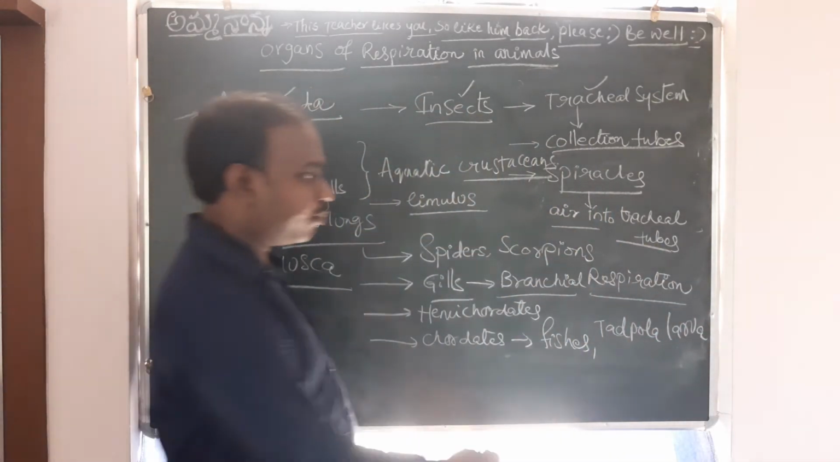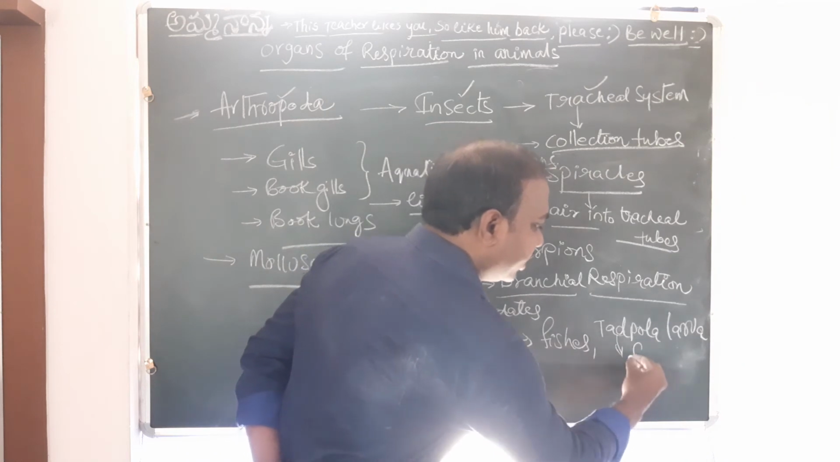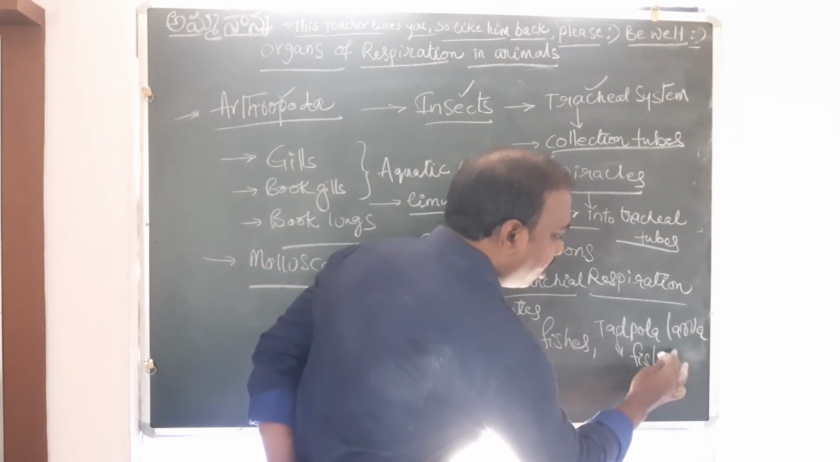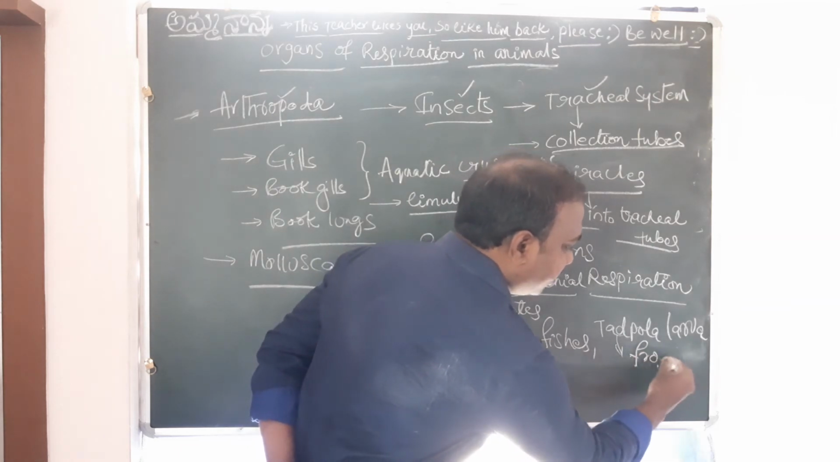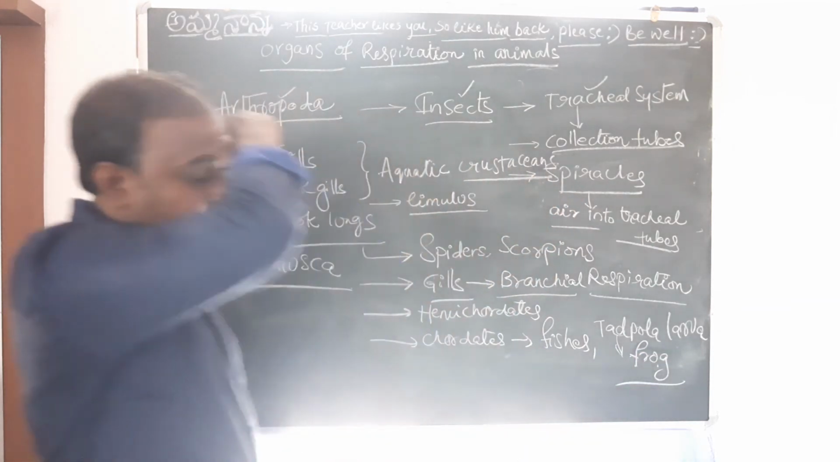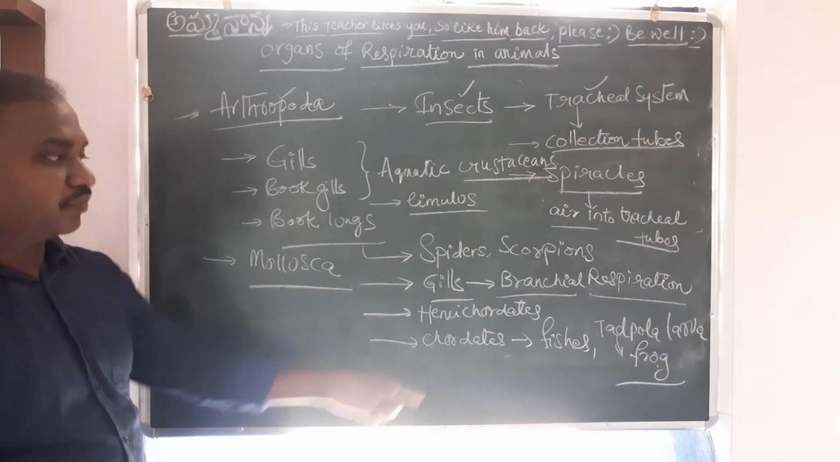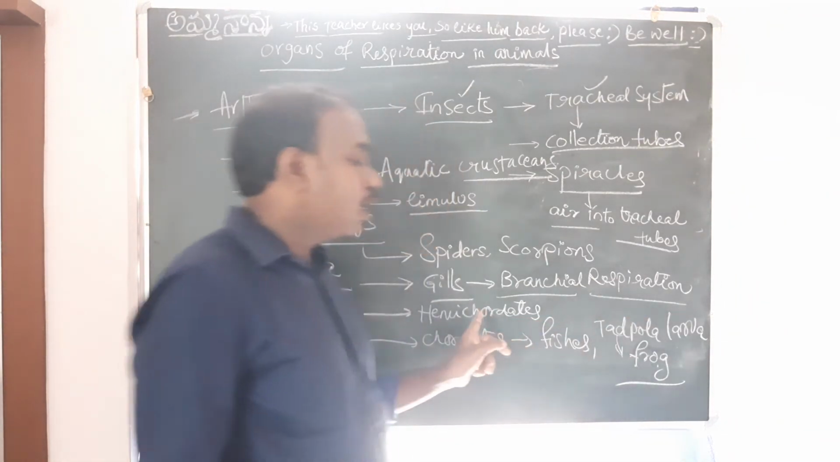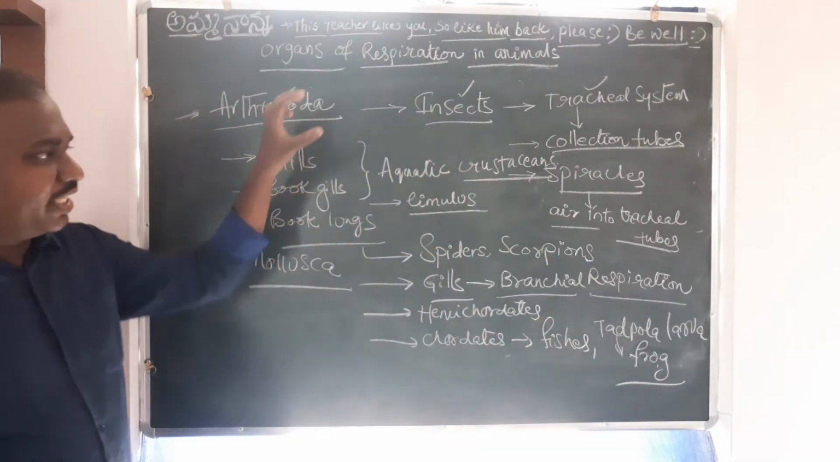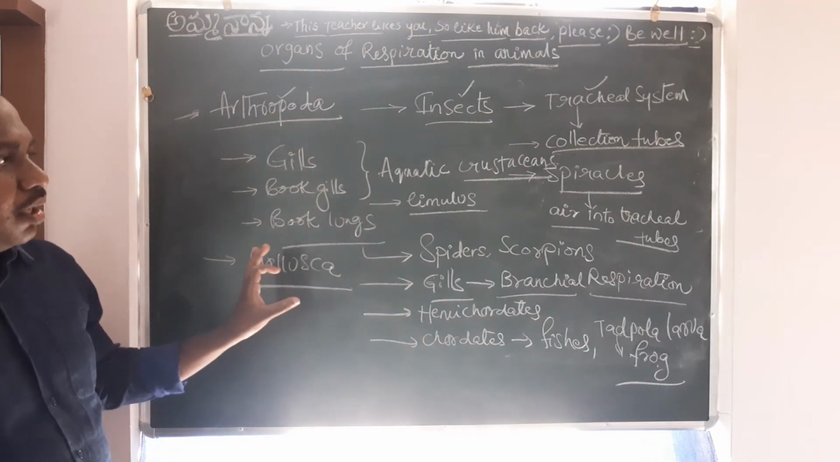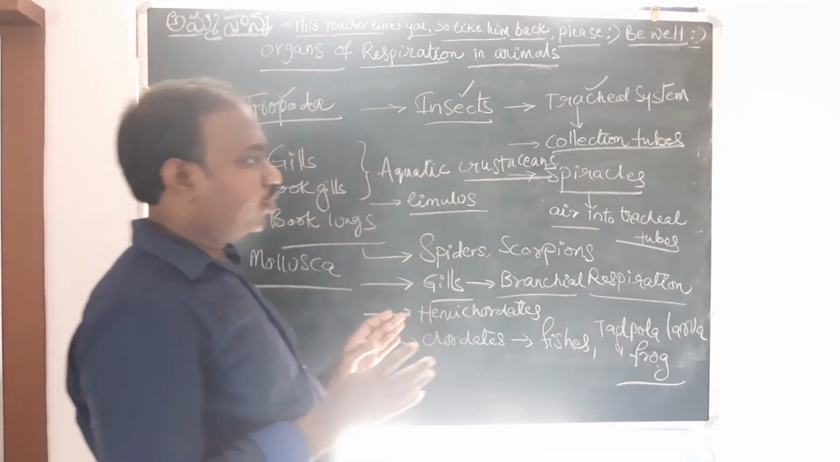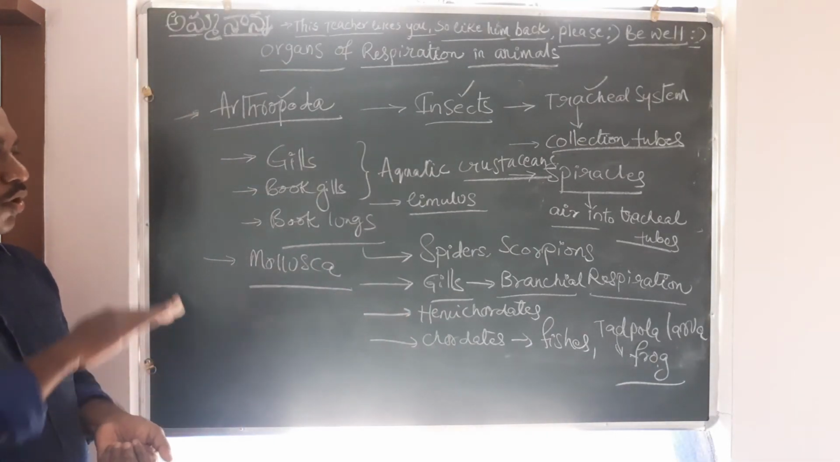So what is this tadpole larva? This is the larva of the frog, and the exchange happens by gills. Essentially, what is happening here is all these organs have developed different mechanisms to make the water flow.